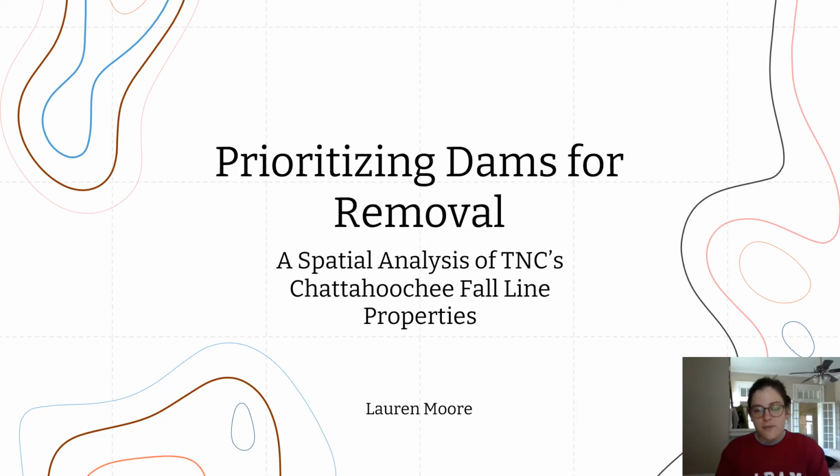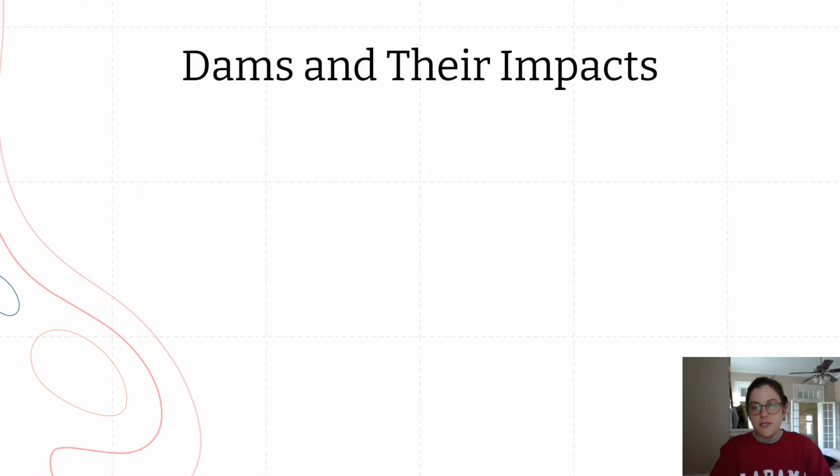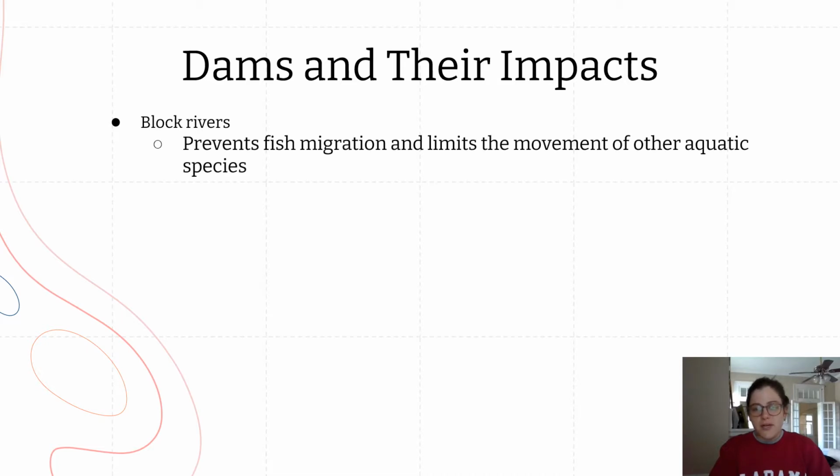Everyone, this is my final project for GIS entitled Prioritizing Dams for Removal, a Spatial Analysis of the Nature Conservancy's Chattahoochee Fall Line Properties. Okay, so first I'm going to start off talking about dams and their impacts. So dams block rivers. They prevent fish migration and limit the movement of other aquatic species.